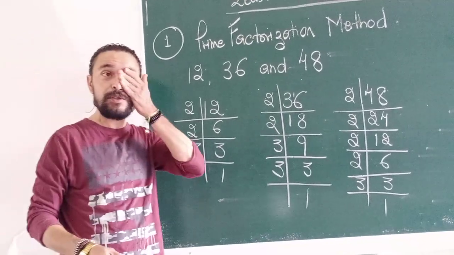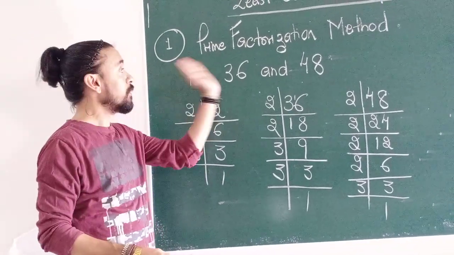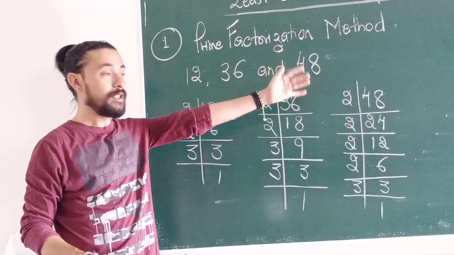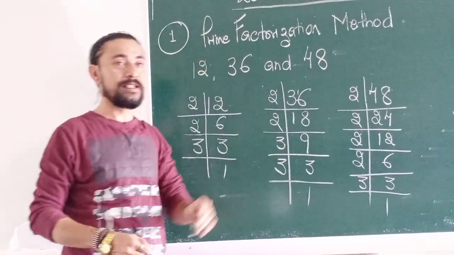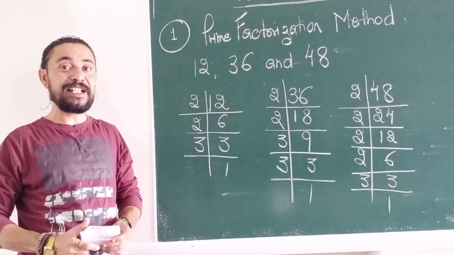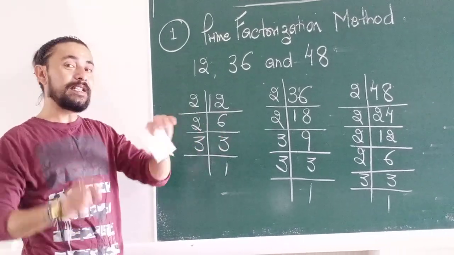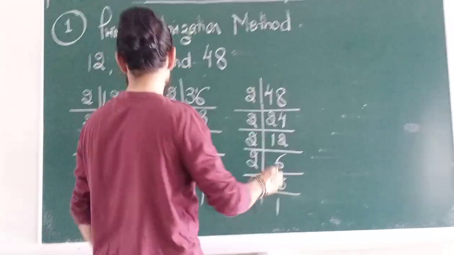Just like my previous video when I was teaching you HCF using the prime factorization method, there also we had factorized each number separately. But there we had taken the common numbers. Here it is a little different. So let's see what's the difference.